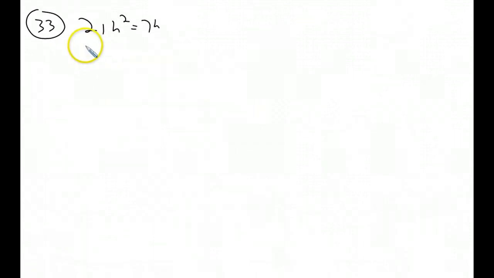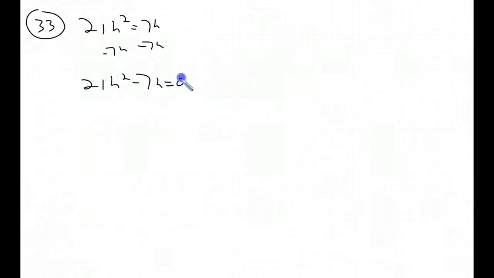Number 33, 21h squared equals 7h. We want it to be set to 0 so that we can actually factor something out and then solve both for 0. So if I subtract 7h from both sides, that'll give me 21h squared minus 7h equals 0. With the 21 and the 7, my greatest common factor is 7. With h and h squared, the greatest common factor is h. 7 times 3 will give me 21, and h times h will give me h squared, minus 1 equals 0.